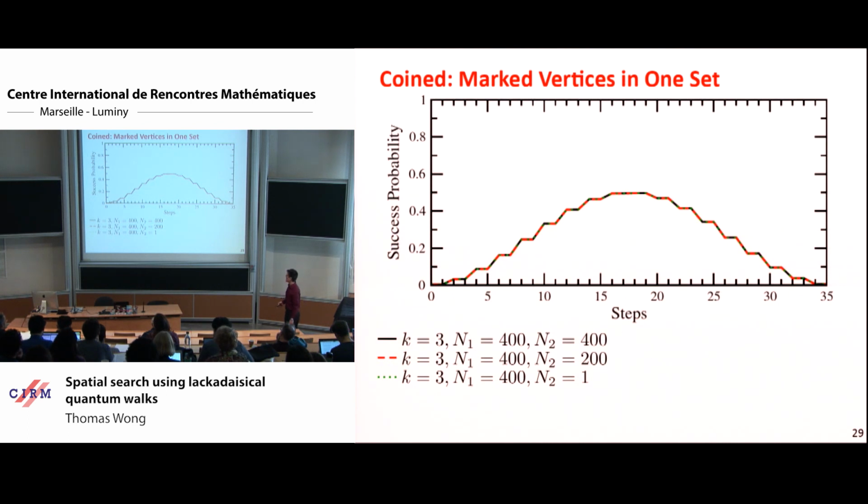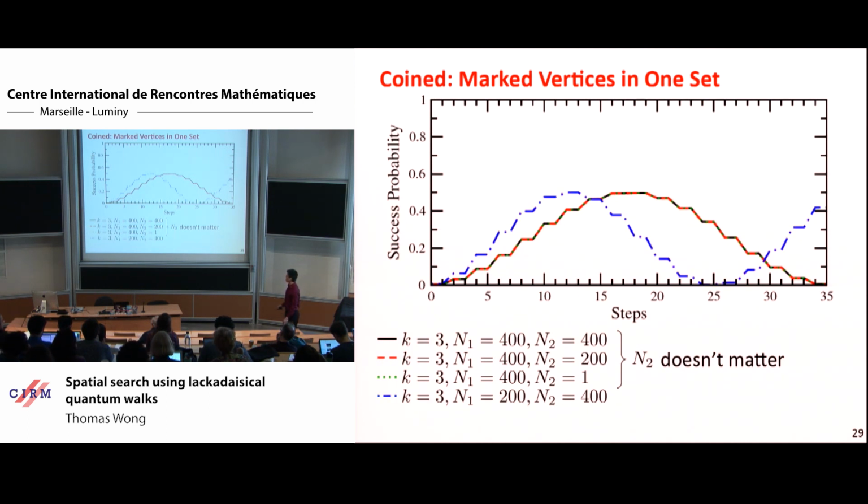So what we see is that the number of vertices in the second set doesn't matter. All the marked vertices are in the first set, on the left set, and that does matter. If we change the number of vertices in the first set, we reach a probability of a half at an earlier runtime because there are fewer vertices in the left set. Or if we change it even more, if all the vertices in the left set are marked, we're just always at a success probability of a half.